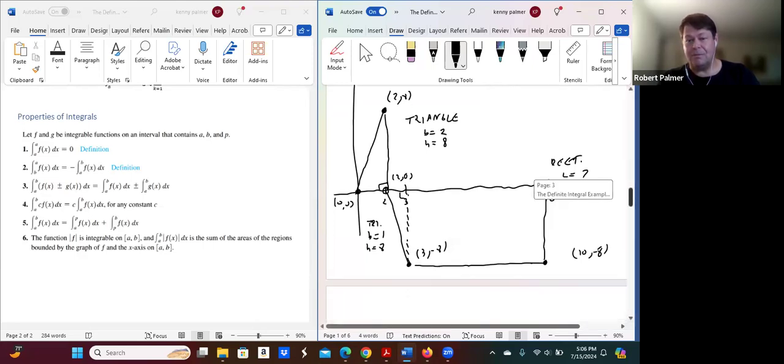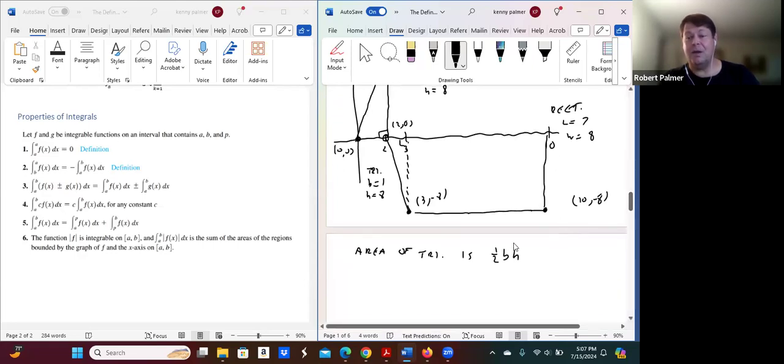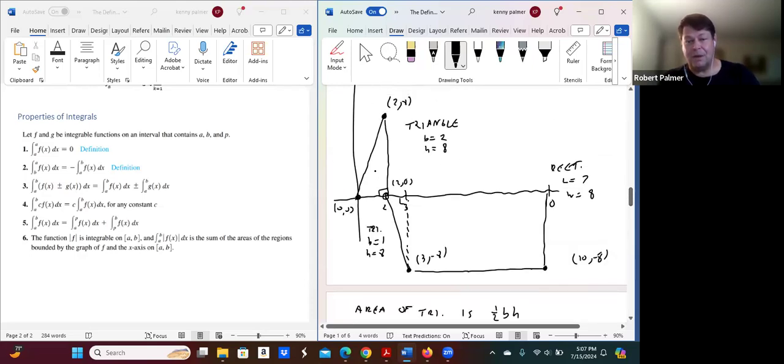Now, if you remember, the area of a triangle is 1/2 the base times the height. And that's actually true of any triangle, not just a right triangle. Okay, so we have 3 areas. Let's call these area 1, area 2, area 3.